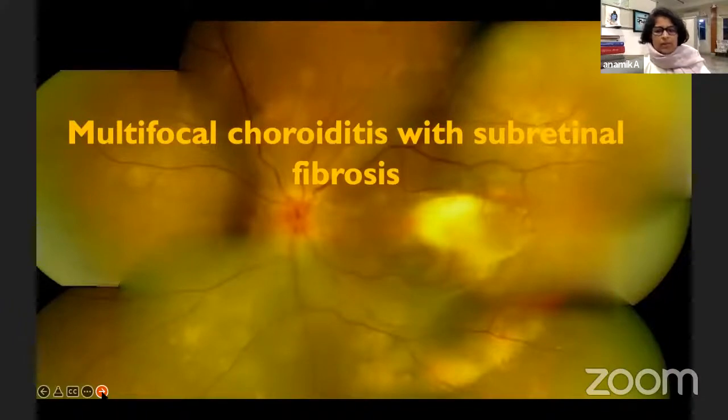Another presentation would be where you see a multifocal choroiditis-like presentation.